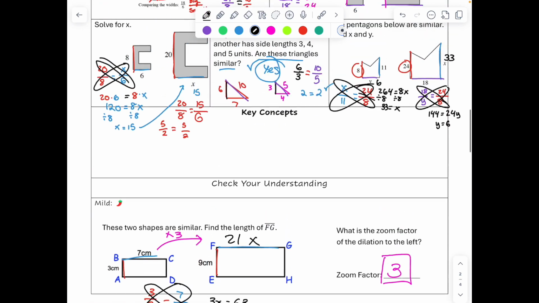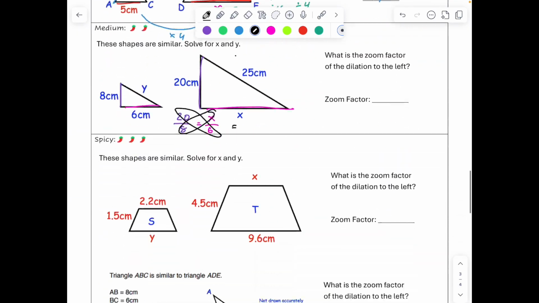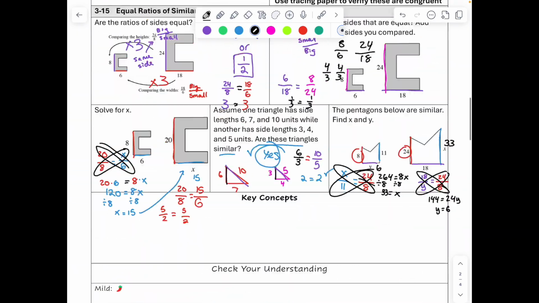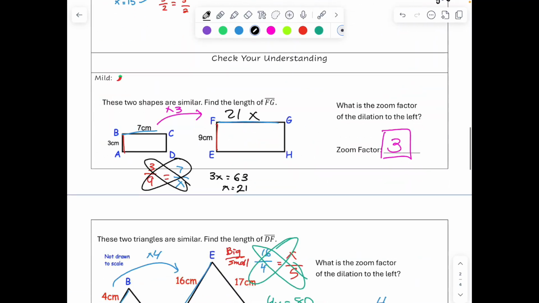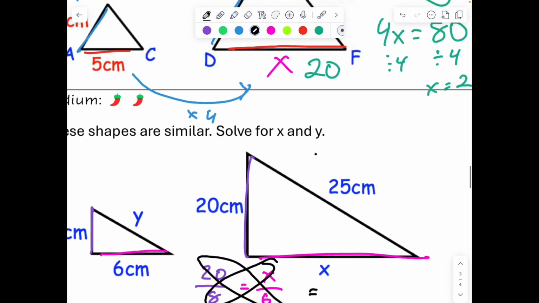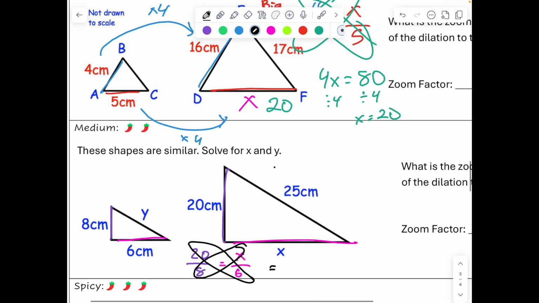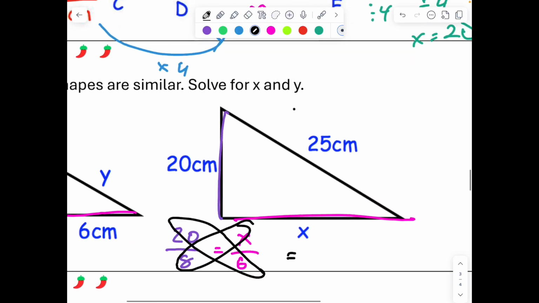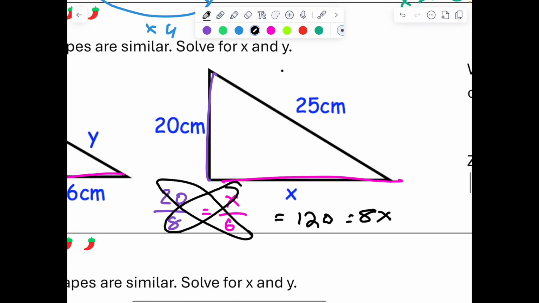Oh, you know what? Did we already do this problem? No, we didn't already do this problem. Okay, so 20 times 6 is going to be 120. And that's equal to 8x. And so then we can divide by 8. So x is going to be 15.